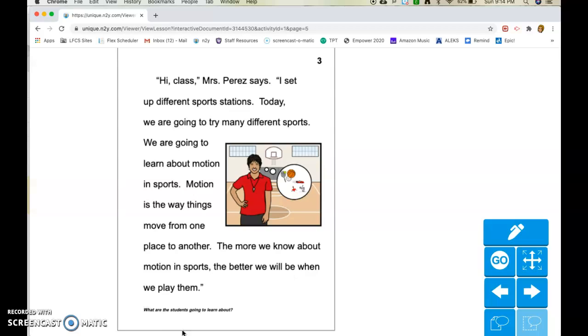What are the students going to learn about? What's the word? Motion. So motion and movement, right? They're learning about the way things move from one place to another. The way things move, that's called motion.